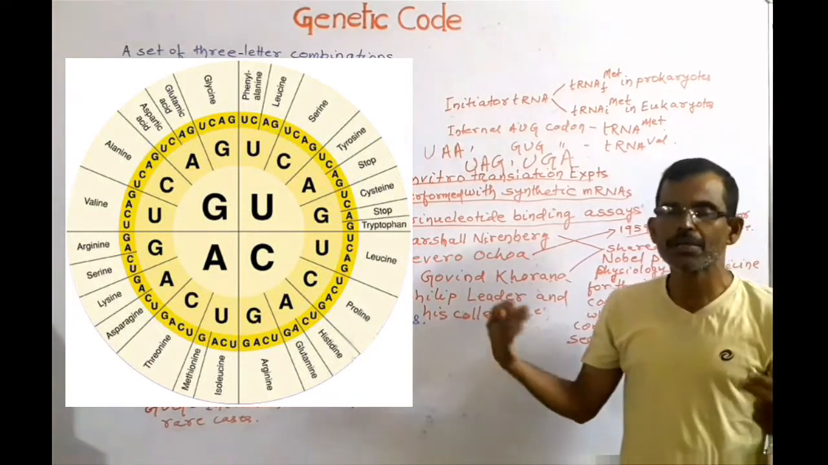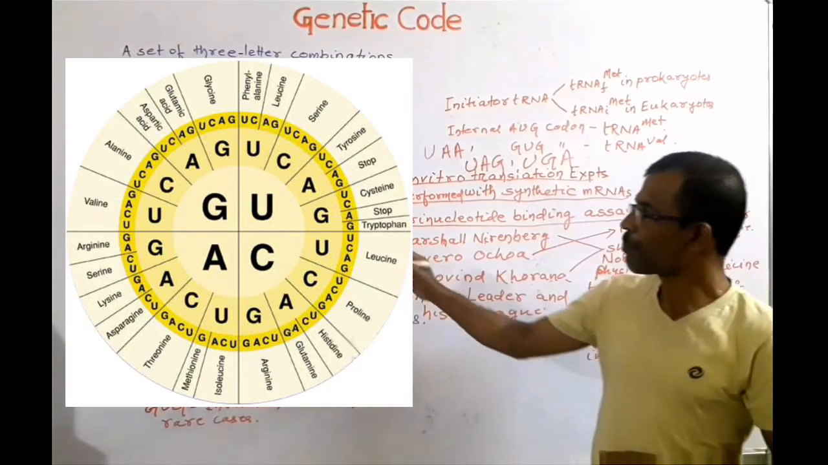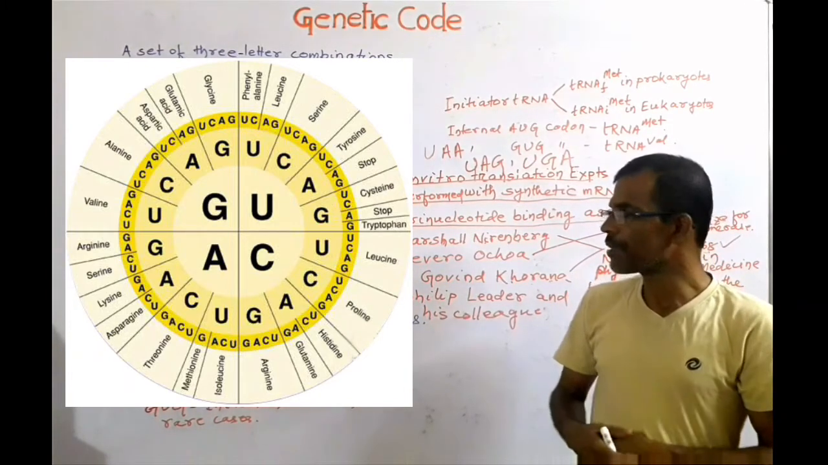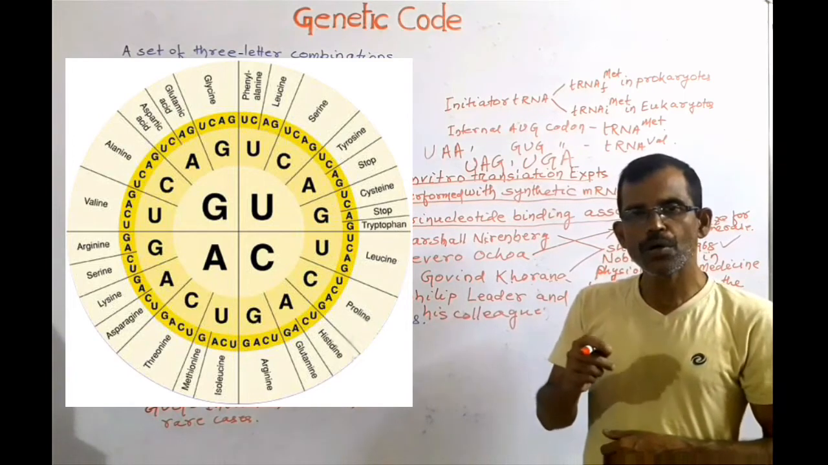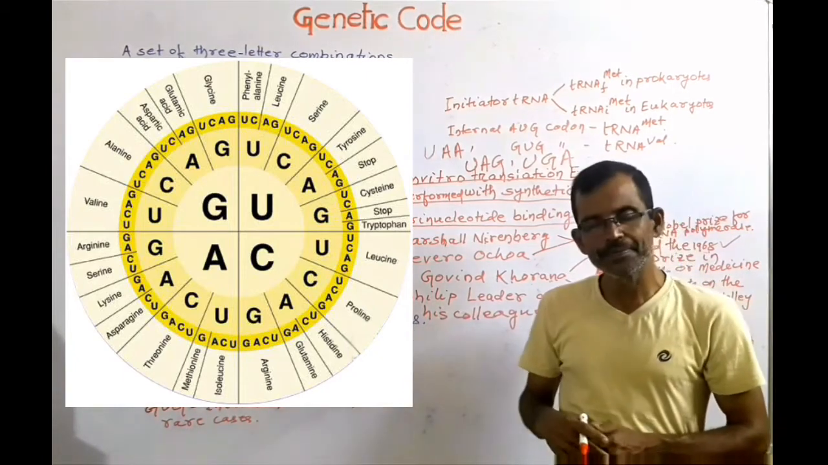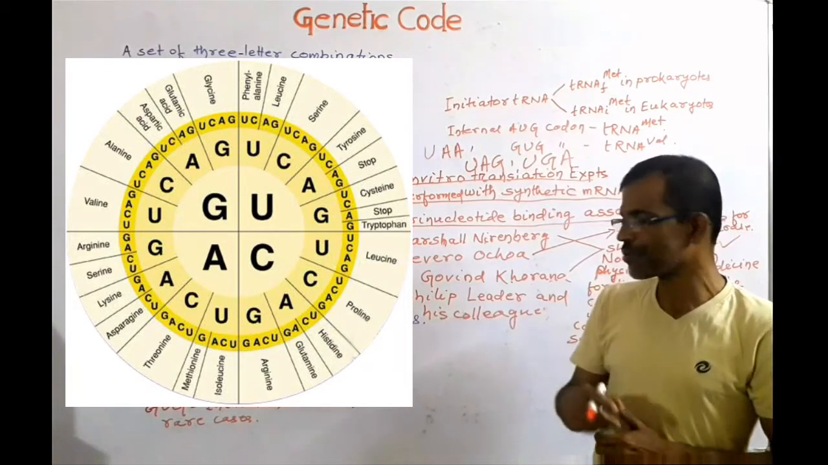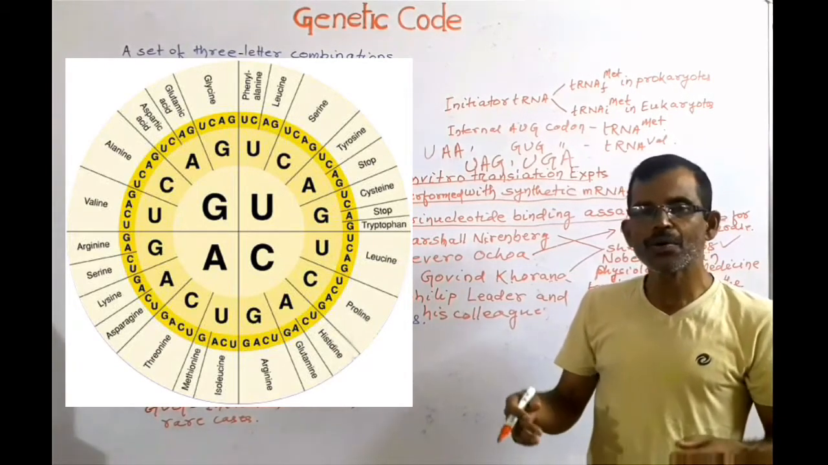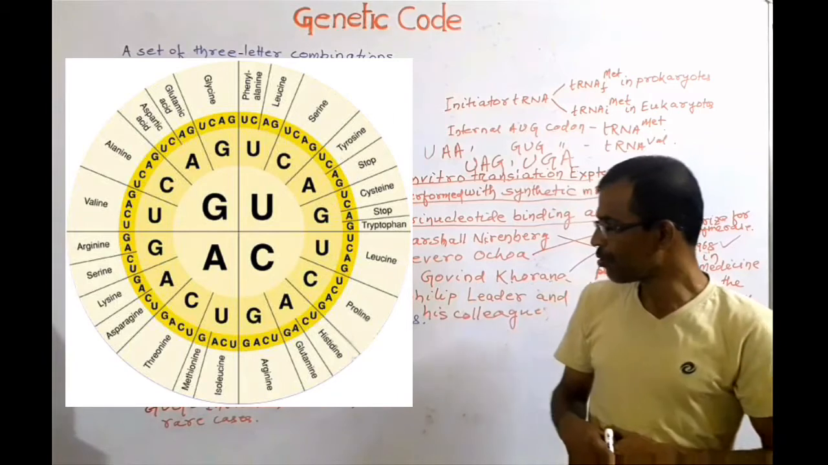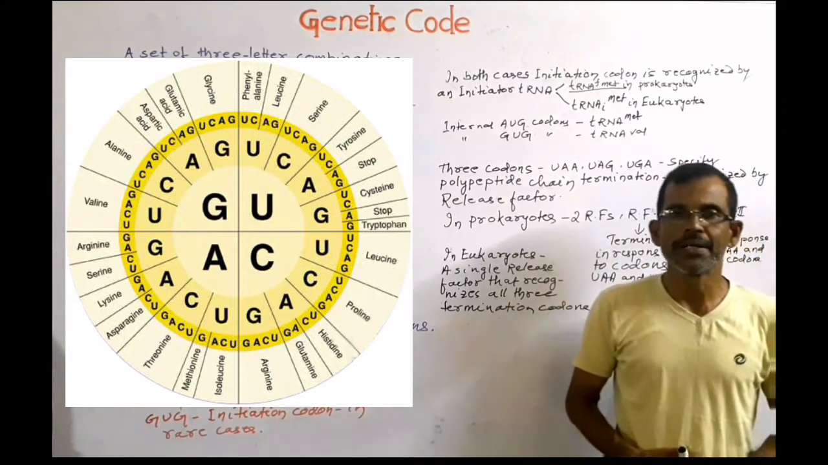Now we shall know about the properties of the genetic code. The genetic code is composed of nucleotide triplets. It is non-overlapping. The genetic code is comma-free and is degenerate. The genetic code is ordered, and it has start codons and stop codons. And the genetic code is nearly universal. These are the properties of the genetic code. Now we shall discuss some of these properties in detail.